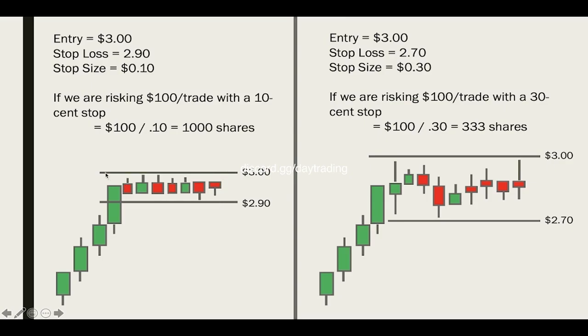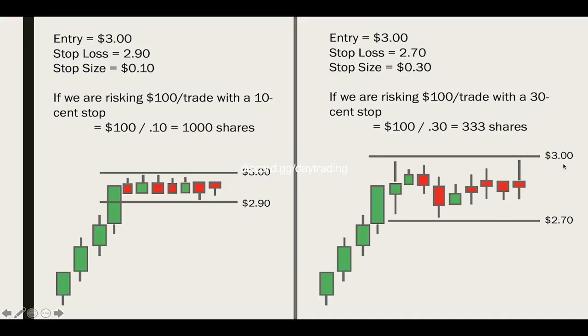So in other words, if we enter this setup, this breakout at $3, if our trade drops by 10 cents and hits $2.90, we are out of the trade, right? That is our risk. If it drops 10 cents from our entry, we are out of the trade. Now in this case, our entry is at $3, our stop loss is at $2.70.